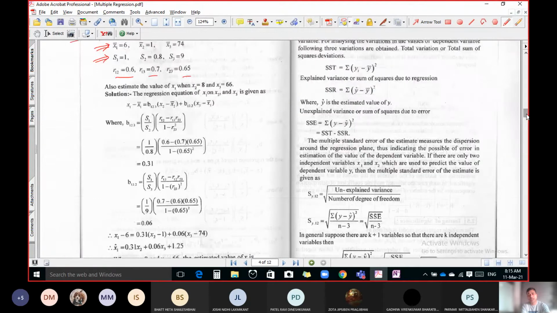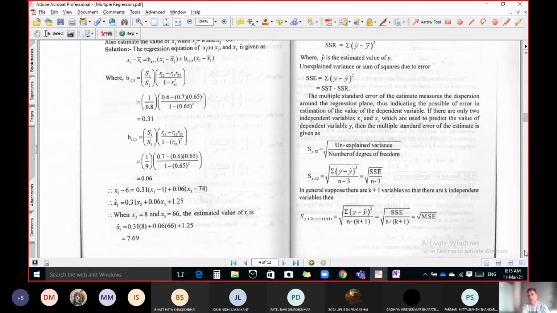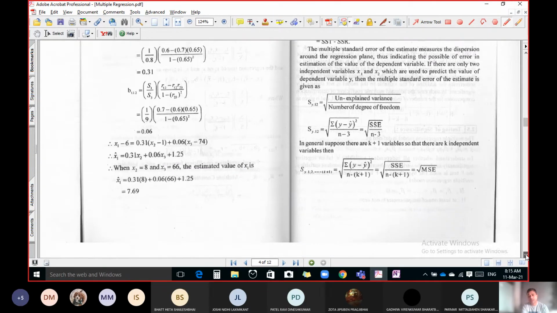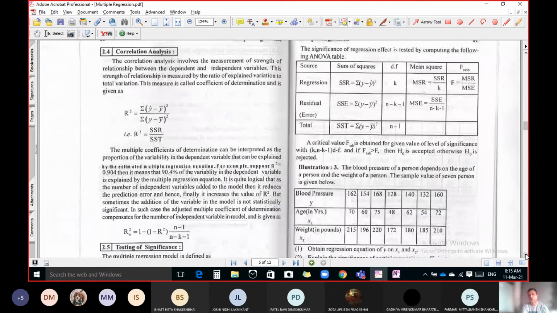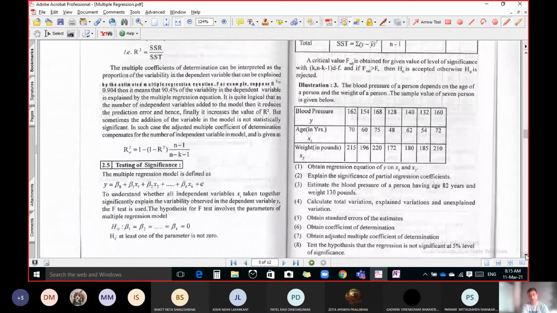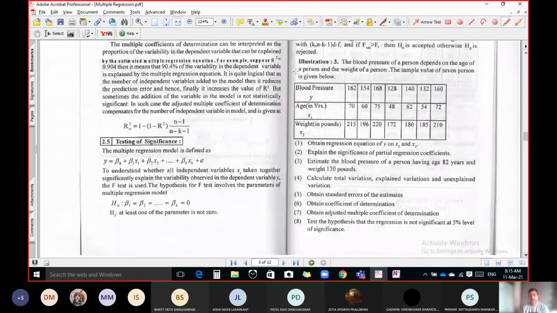Now the most important and the last question of this topic, which is lengthy as well, but it is the most important question. Illustration 3. It covers most of everything of this topic. See the question. The blood pressure of a person depends upon the age of the person and the weight of the person. So blood pressure depends on two things here: the age and the weight of the person.